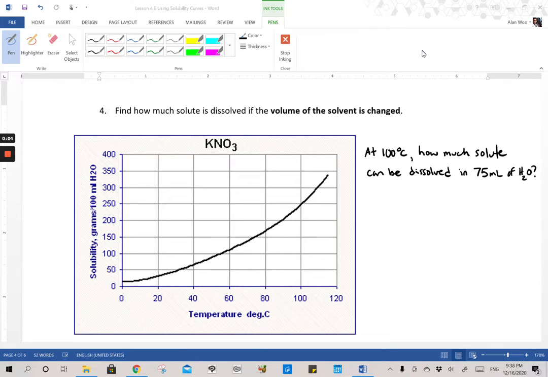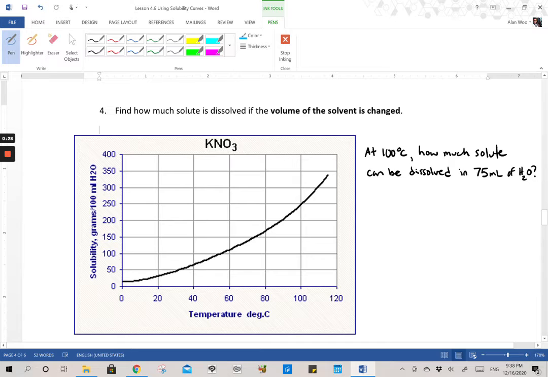Hello. In this video, I want to use solubility curves to find out how much solute is dissolved if the volume of your solvent is changed. So let's take a look at the example on the side. At 100 degrees Celsius, how much solute can be dissolved in 75 milliliters of water?